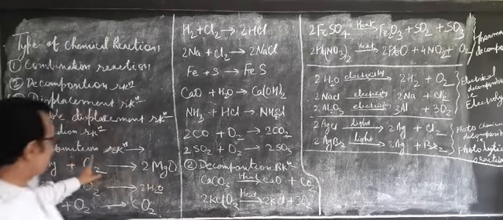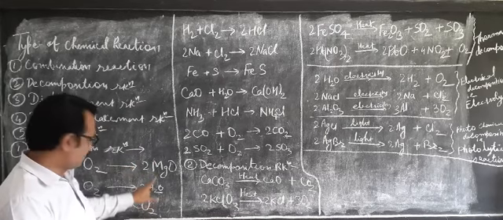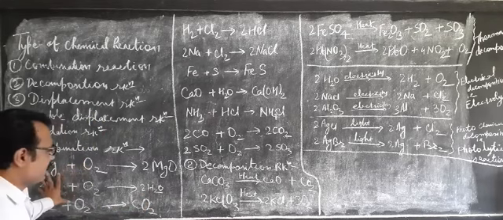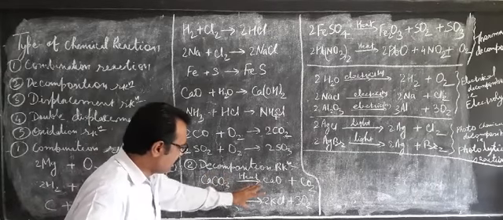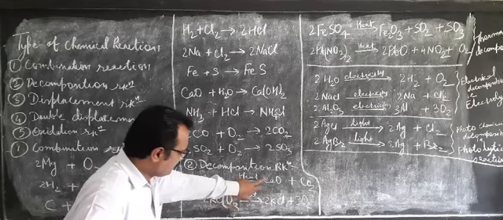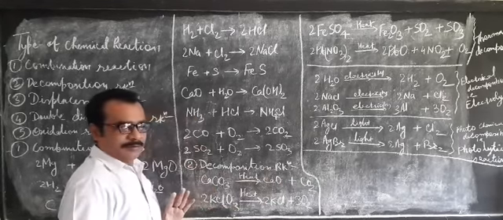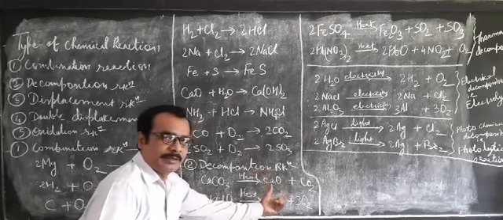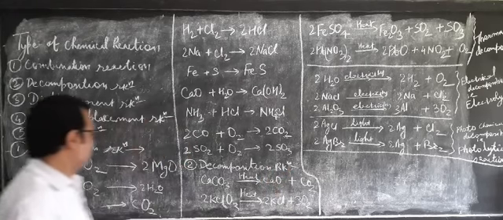In case of combination reaction, there is only one product, but more than one reactant. Whereas in case of decomposition reaction, only one reactant, but it has got more than one product. You can see just opposite. Here are the product sides. Many product side, many ingredients are there.